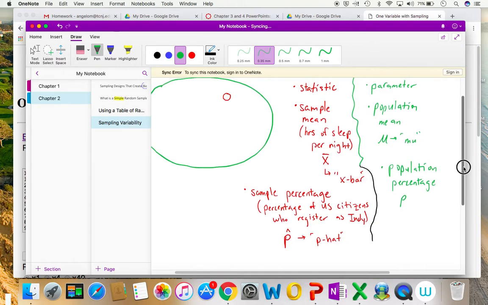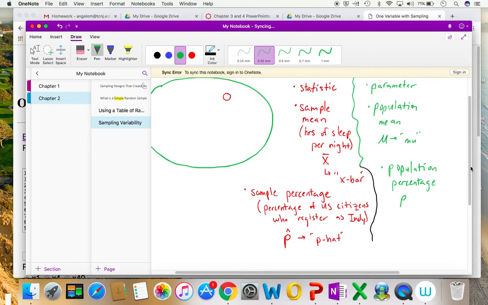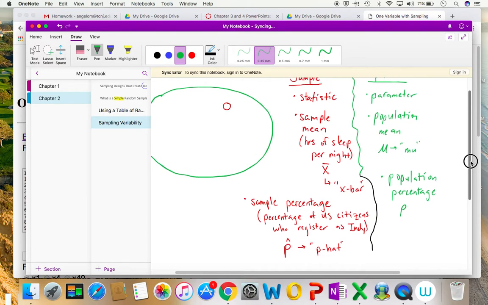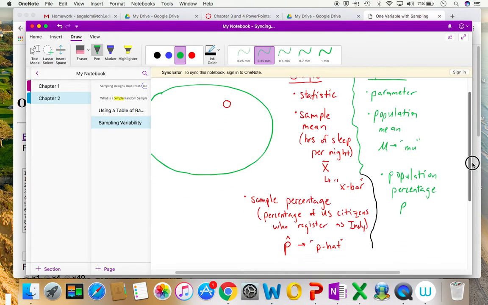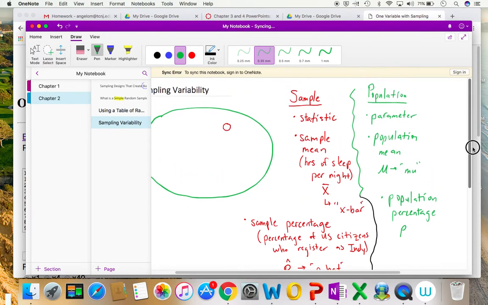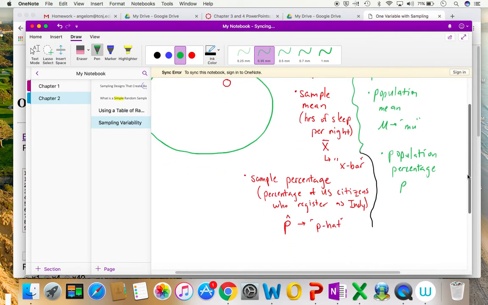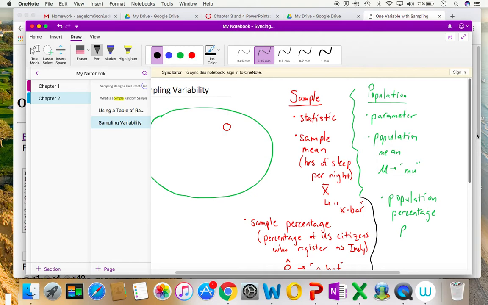Now, let's talk about this term variability. What does that mean? To vary means that we're going to change. In this case, we're going to change from sample to sample. And we use a couple measures to describe variability. I'm just going to go back up to the top here and circle this term variability.